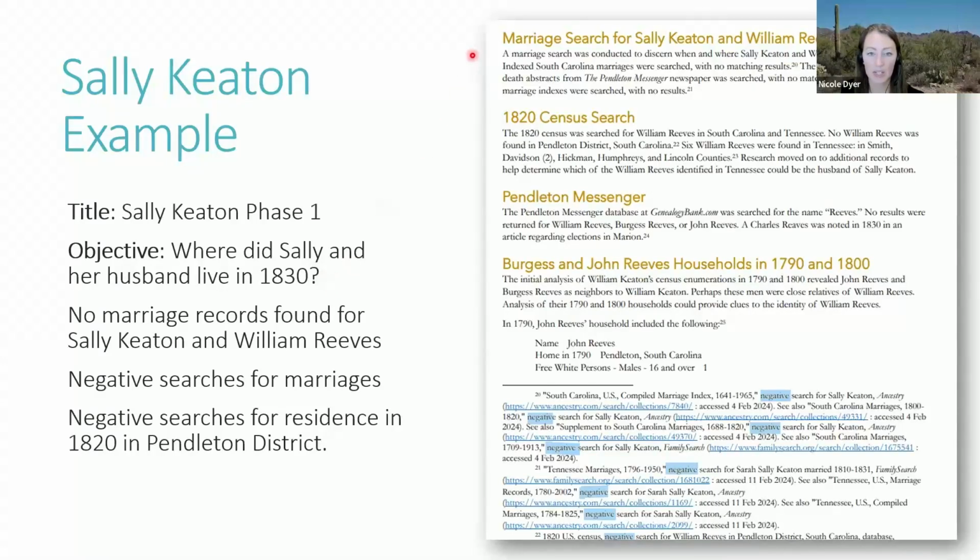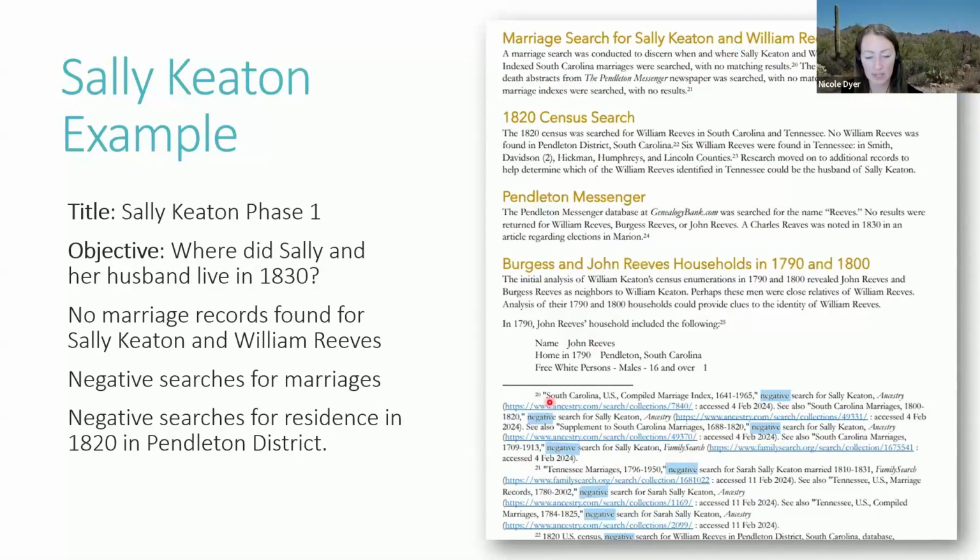So in my report, I had a section called Marriage Search for Sally Keaton and William Reeves, and I talked about the three places I looked. First, in South Carolina, indexed marriages, and there were no matching results. And then footnote 20 shows South Carolina U.S. compiled marriage index, negative search for Sally Keaton at Ancestry. And then see also South Carolina marriages, negative search at Ancestry. And see also supplement to South Carolina marriages, negative search for Sally Keaton at Ancestry. See also South Carolina marriages, negative search at Family Search.